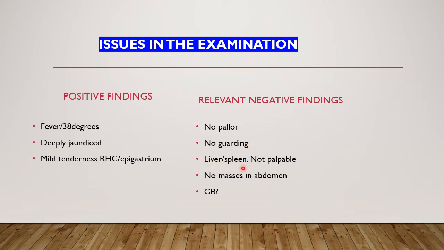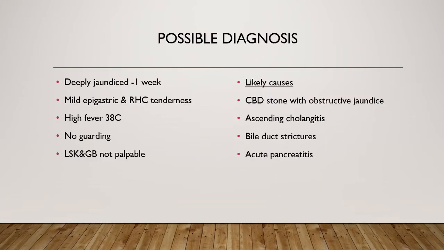The liver, spleen, and especially the gallbladder were not palpable. Okay, and there were no other masses, especially in the epigastric region. So with these findings, what are the possible diagnoses? Okay, now we have got more information.